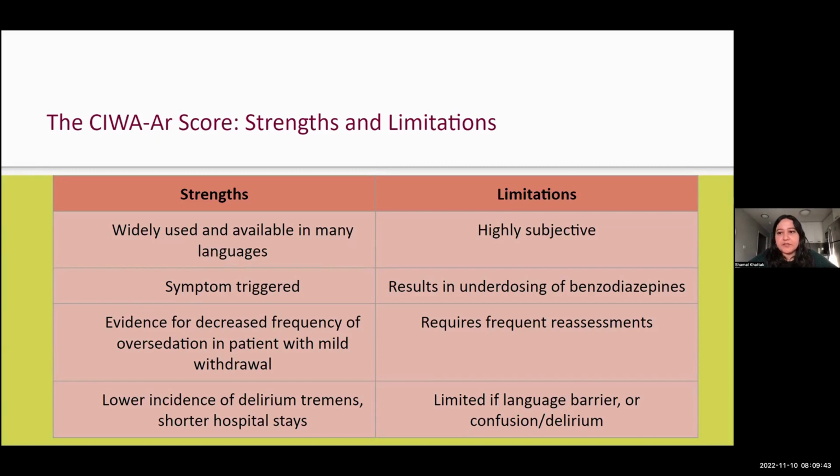However, it is highly subjective. Only 3 out of the 10 components of this score that were present in the last slide actually are objective measures, and that includes the tremors, paroxysmal sweats, and agitation. The remainder tend to require some discussion with the patients, in which case it's limited potentially by language barrier or confusion, delirium. So for example, if you have a patient in which there is a significant language barrier, who would need frequent reassessments on this score, it would essentially require the use of a 24-hour translator, which is not really feasible in a lot of instances. So there are these few limitations that have come up in clinical scenarios in terms of using the score.